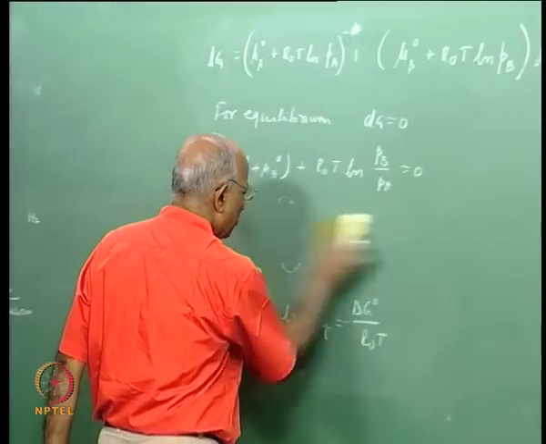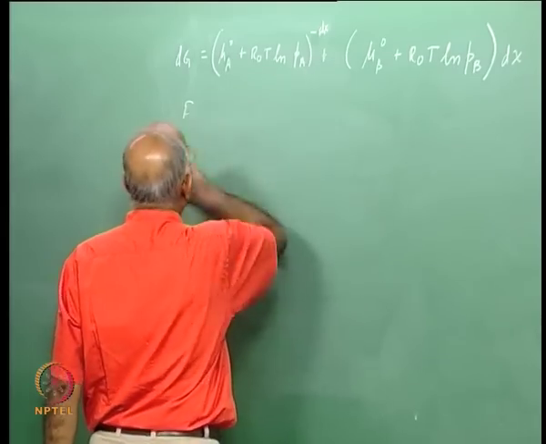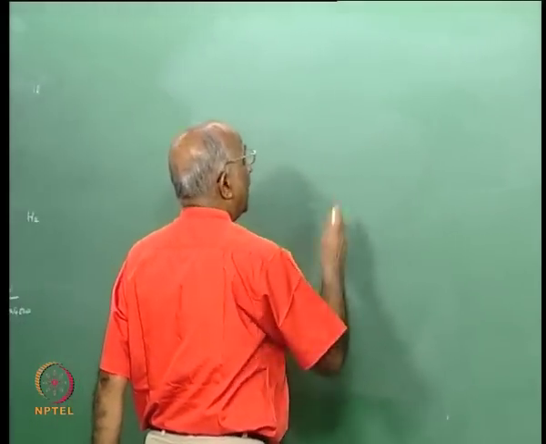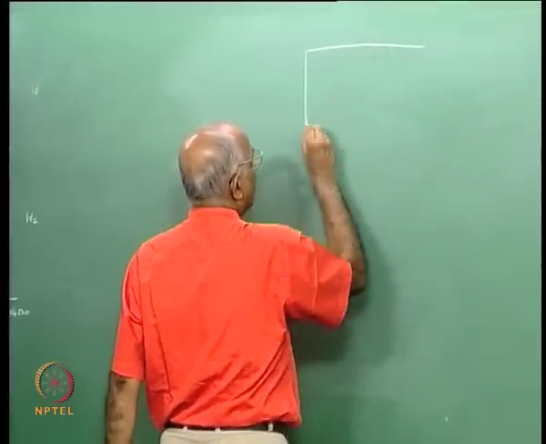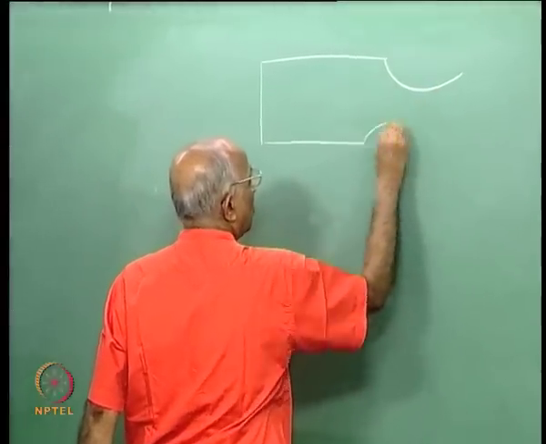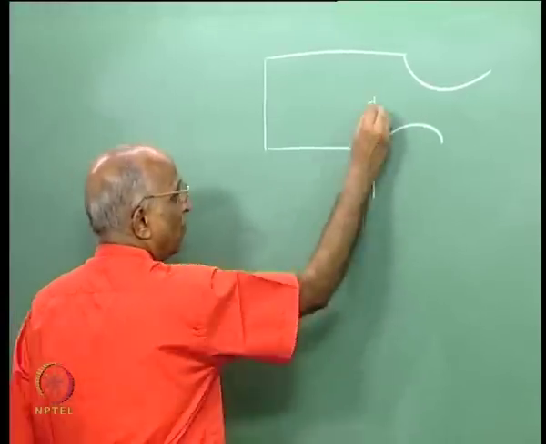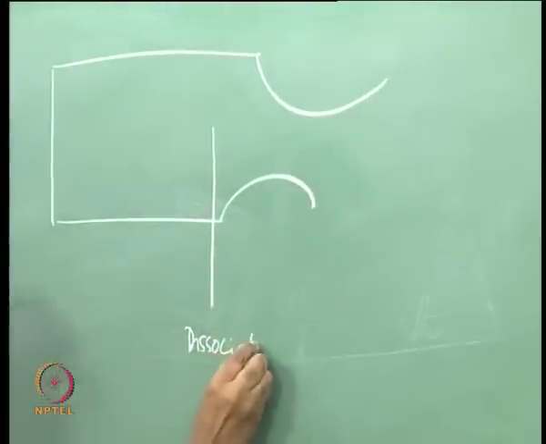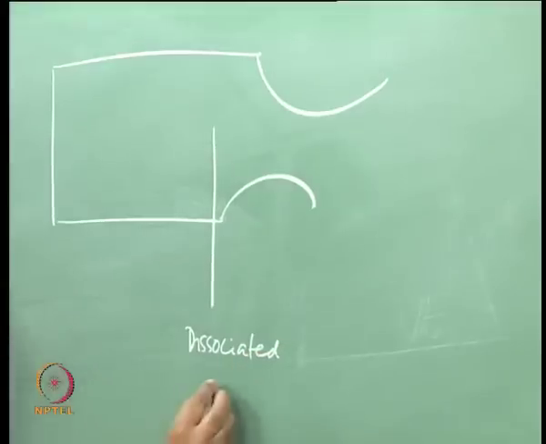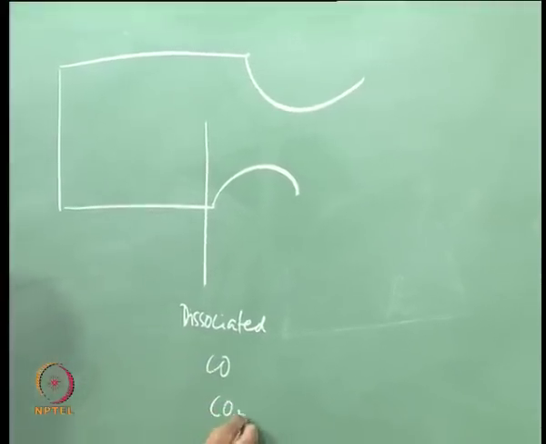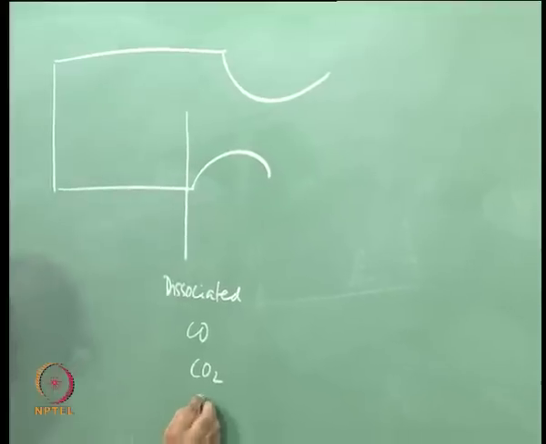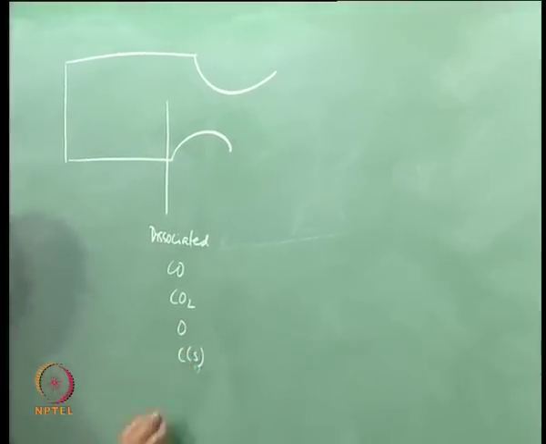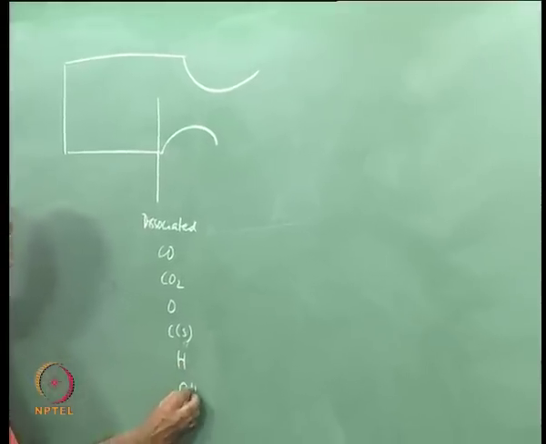But why are we considering all this? Before I go back and show some results, we must remember that in any combustion chamber the temperature of the products of combustion is quite large, and therefore I can get dissociated species. What do we mean by dissociated? I get CO, I get CO2, I get maybe O, I get carbon in the solid phase, I get H, I get OH and so on.